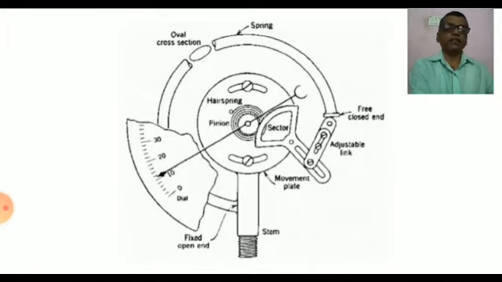So when pressure is applied, the cross section of the tube changes from oval shape to circular shape. This results in the straightening of the tube. The movement of the tip is proportional to the pressure applied. The tip is connected to the mechanical linkage and gear and pinion arrangement which amplifies the small displacement. Thus, displacement of the tip is converted into the deflection of the pointer.